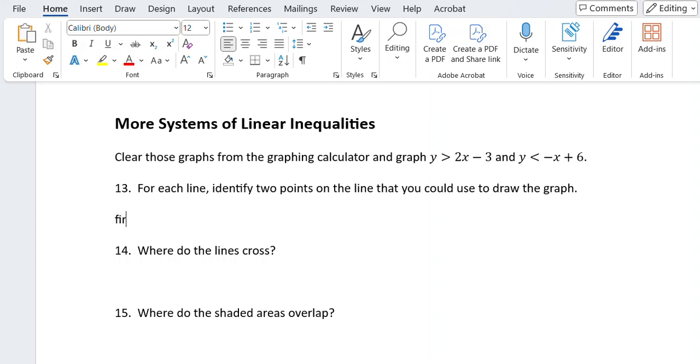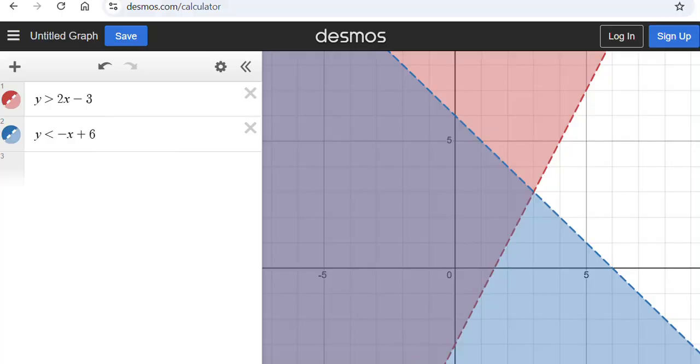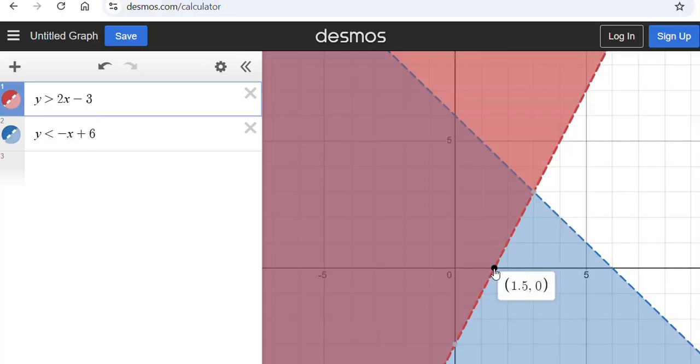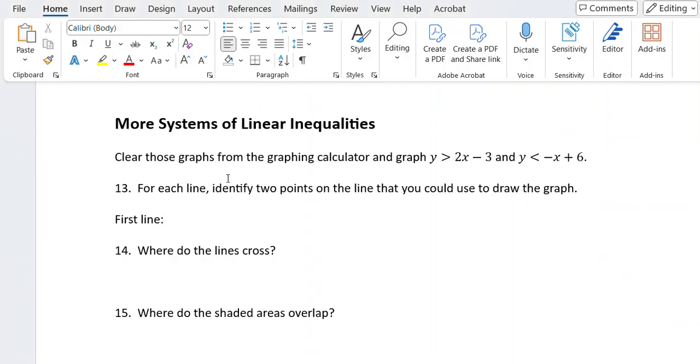So we'll start again with our first line, which is y greater than 2x minus 3. That's the red line. So some points here are 1.5, 0, and 0, negative 3. I could also use this point at 3, 3, which probably in terms of MyLab is going to be what you would need to use, because generally in MyLab, a lot of times you can't graph things that are fractions or decimals, only whole numbers. So 0, negative 3, and 3, 3 will be my 2 points.